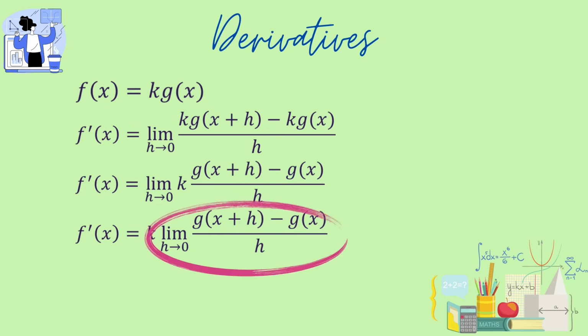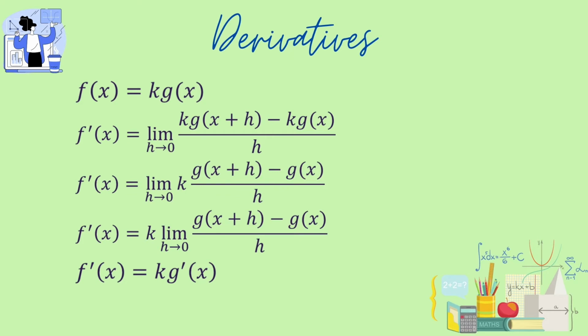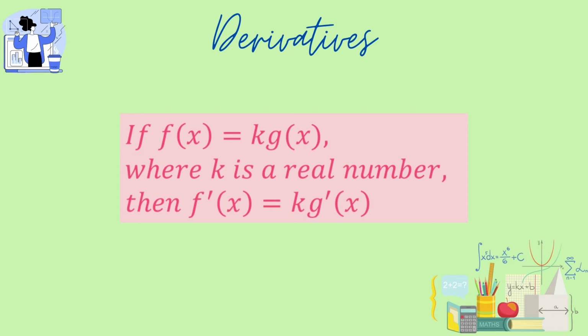We recognize that the limit of quantity g of x plus h minus g of x all over h as h approaches 0 is equal to the derivative of g of x. Therefore, f prime of x is equal to k times g prime of x. We have proven that if f of x is equal to k times g of x, where k is a real number, then f prime of x is equal to k times g prime of x.